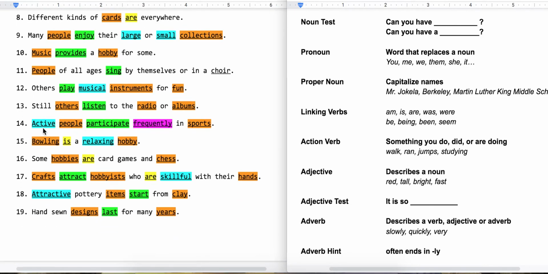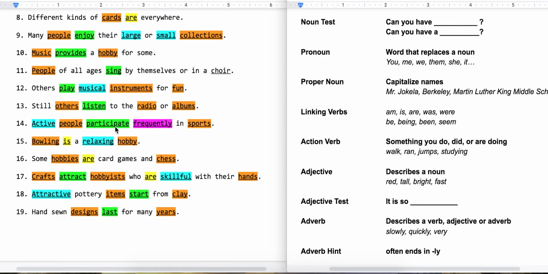All right. Active people. Now active is really tricky because active sounds like a verb. But is active something you do? Do you active? No. So what is it? It's actually describing the people. The people are active. So let's put it into the adjective test. It is so active. Yeah, you can have a dog that runs around all the time. You say, oh, it is so active. That's an adjective. People is a noun.